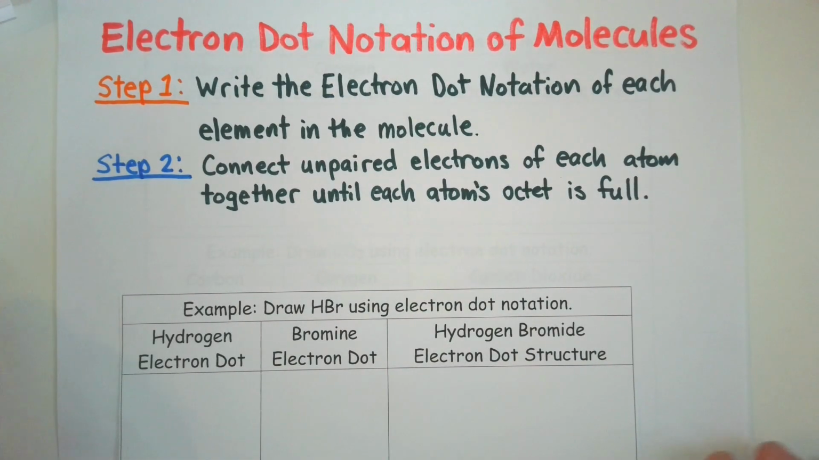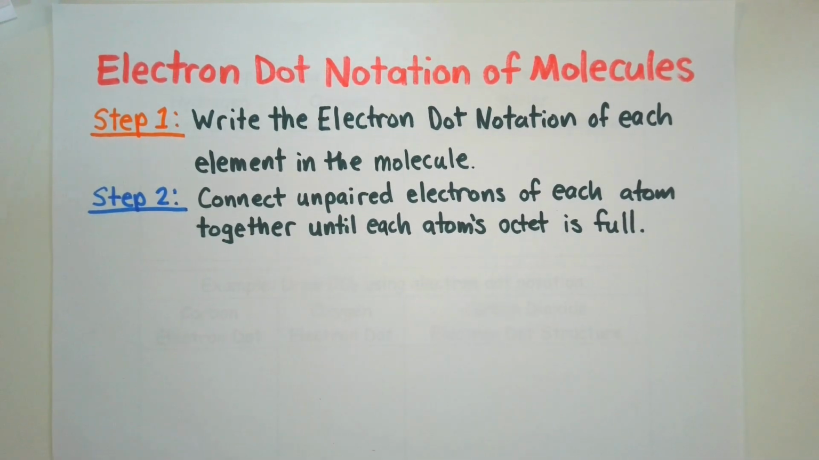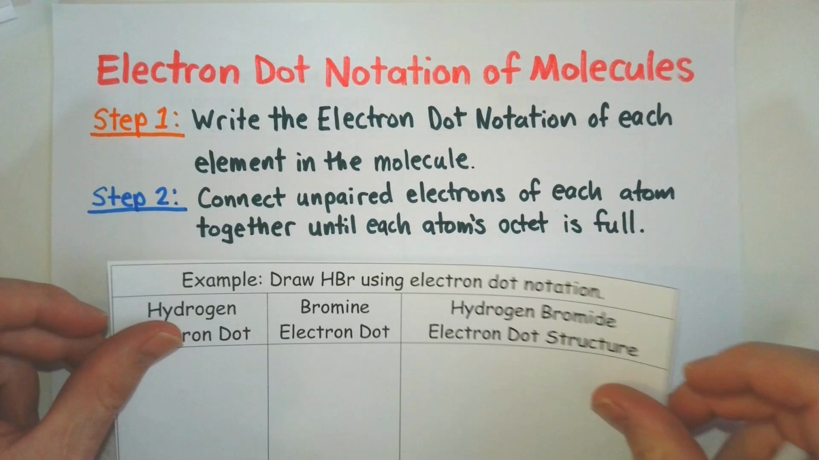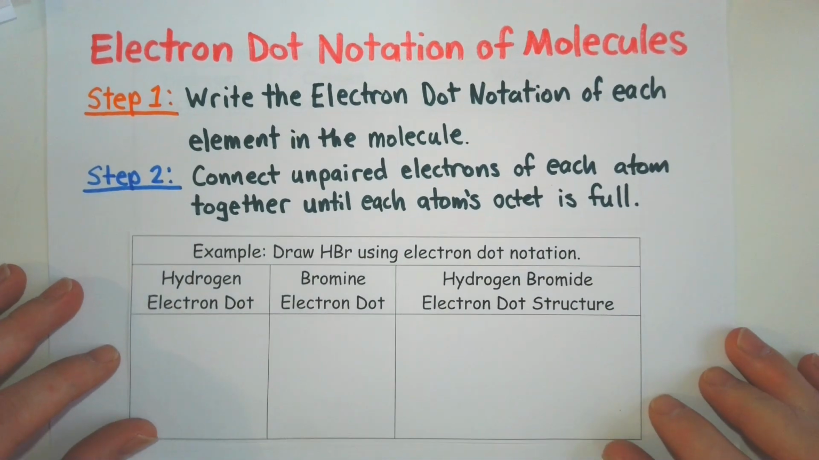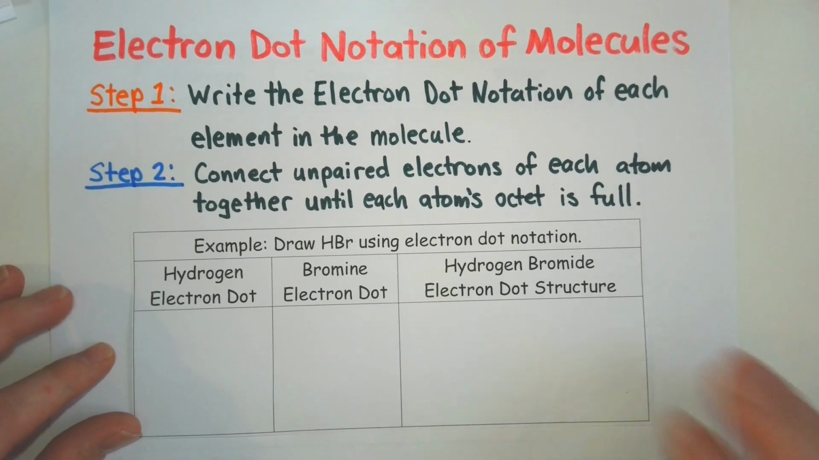All right. So for the electron dot notation of molecules, step 1, you write the electron dot notation of each element in that molecule. That'll help you visualize how many connections it can make. Step 2, connect unpaired electrons of each atom together until each atom's octet is full. So here is an example that I have right here. Draw HBr using electron dot notation.